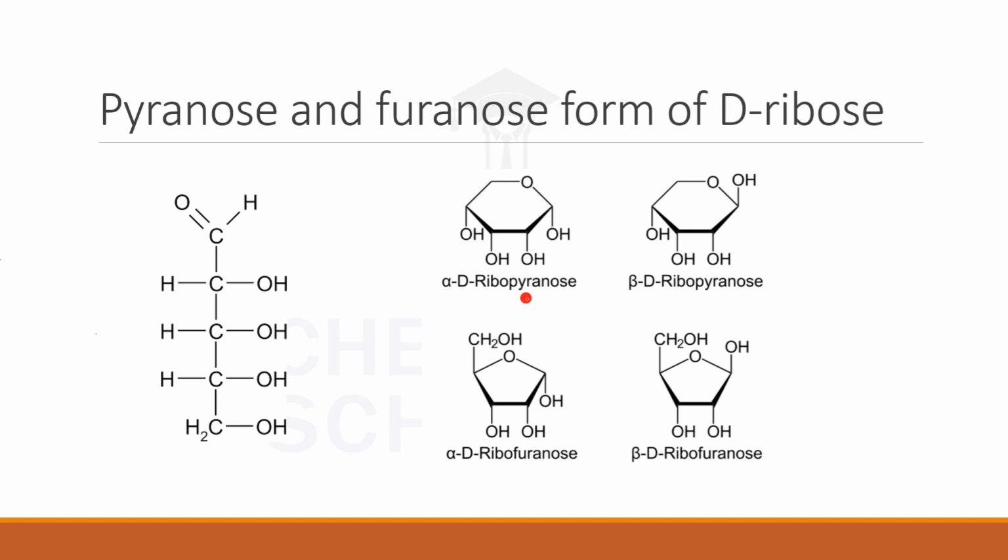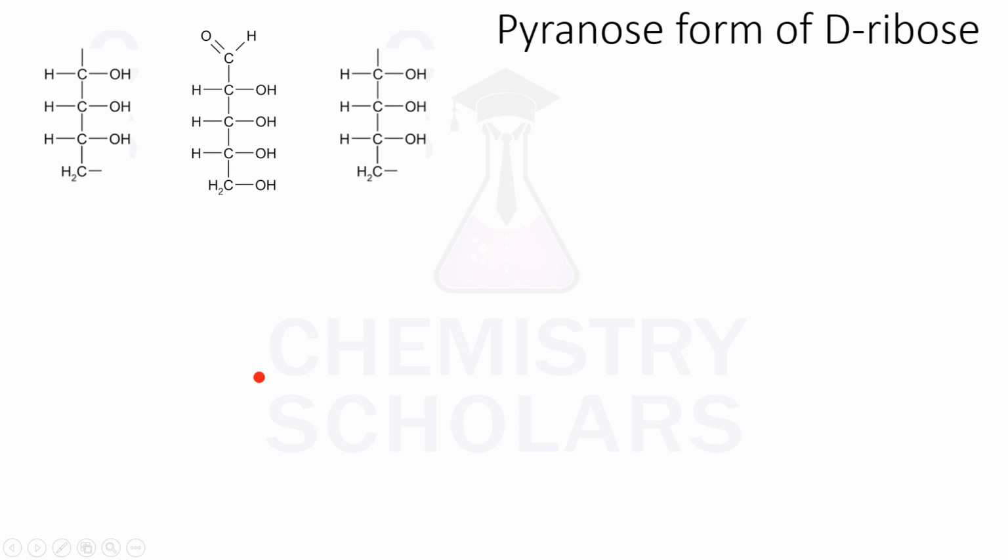Okay. So pyranose is six-membered. For ribose, the ring formation for the six-membered ring is going to take place between C1 and C5 carbons, and for furanose, it is going to take place between C1 and C4 carbons. So this is the fifth carbon and this is the fourth carbon. Let's see how the orientation takes place.